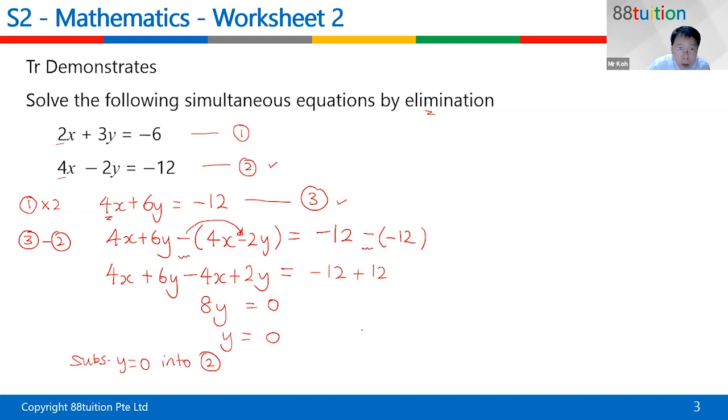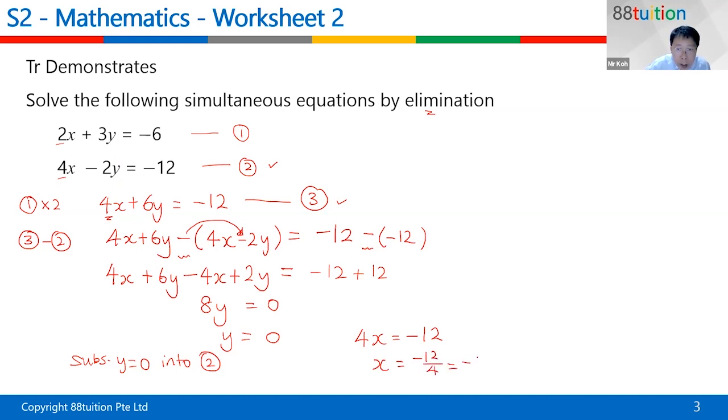You're going to get 4x equal to minus 12. Can you see that? Why is it so? Because the y goes to 0, so this whole thing becomes 0. So 4x equal to minus 12, so x equal to minus 12 divided by 4.